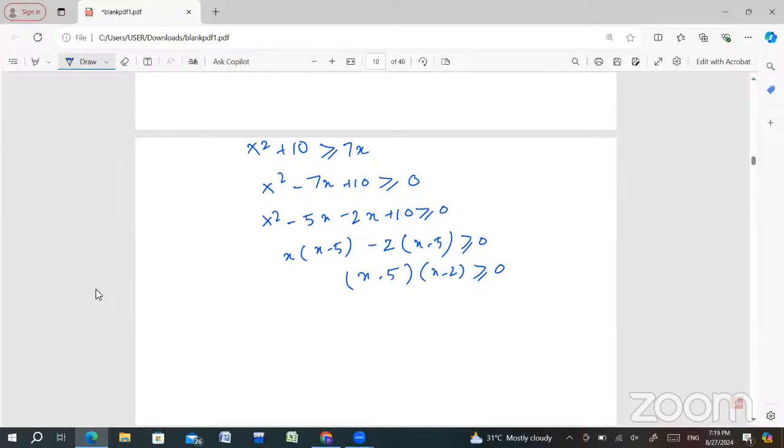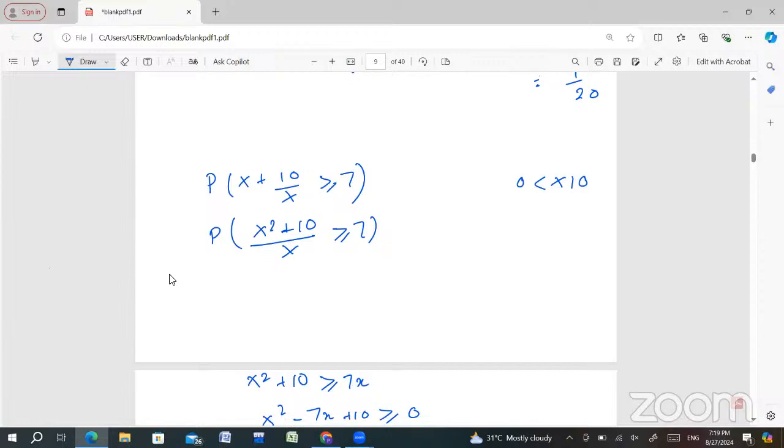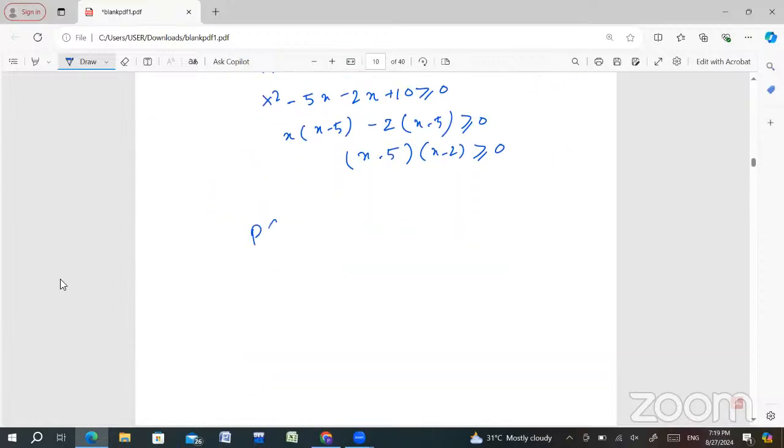Now we have to find out the probability. We have to find the probability that (x minus 5)(x minus 2) is greater than or equal to 0. Suppose this is 2, this is 5, lower limit is 0 and upper limit is 10. Now think, for what value of x will this expression be greater than or equal to 0? If both are positive, then it will be positive. And if both are negative, then it will also be greater than or equal to 0.